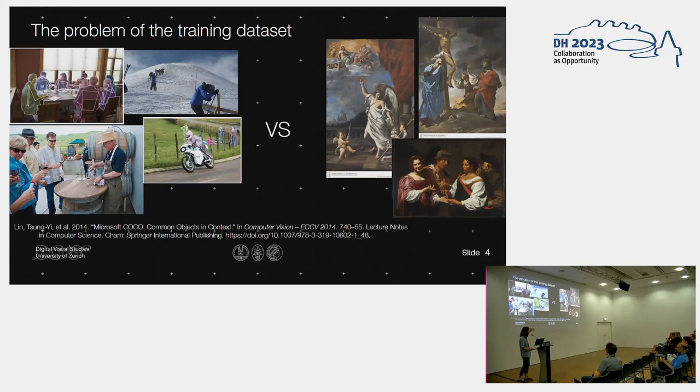You have people in the sky. You have also different dressing codes. You have people that are heavily dressed. You have people that are half naked. You have also angels, so you have different types of bodies.